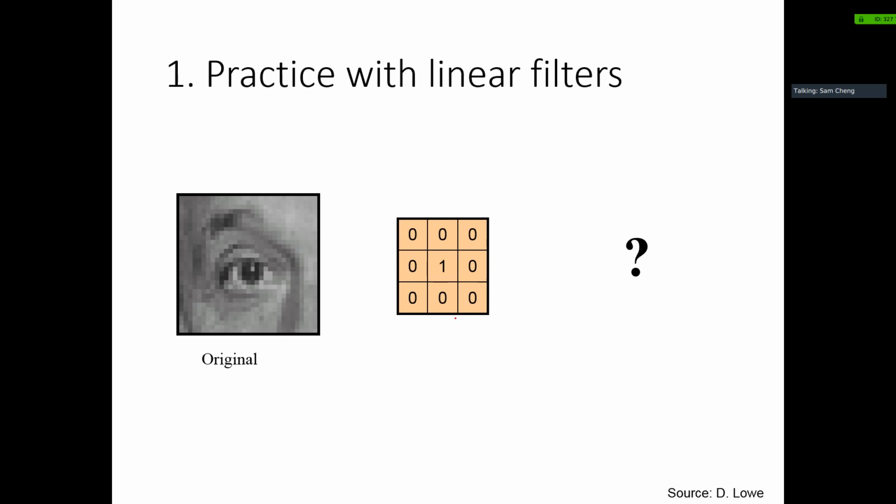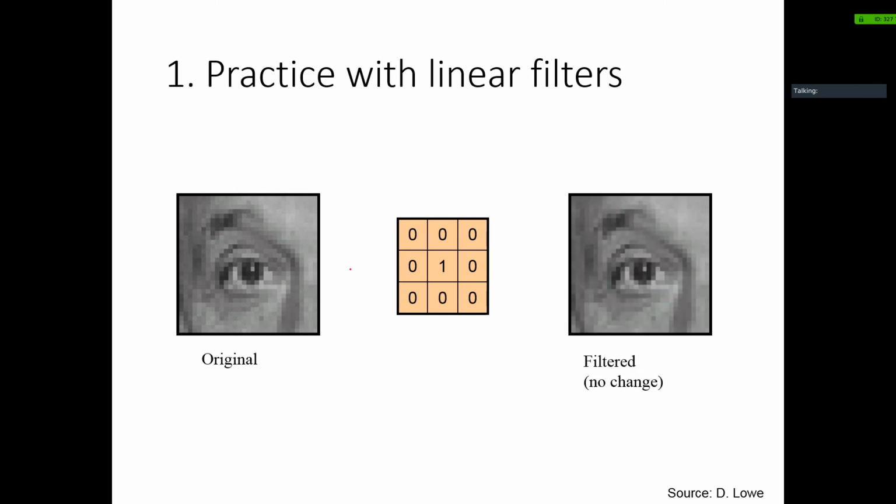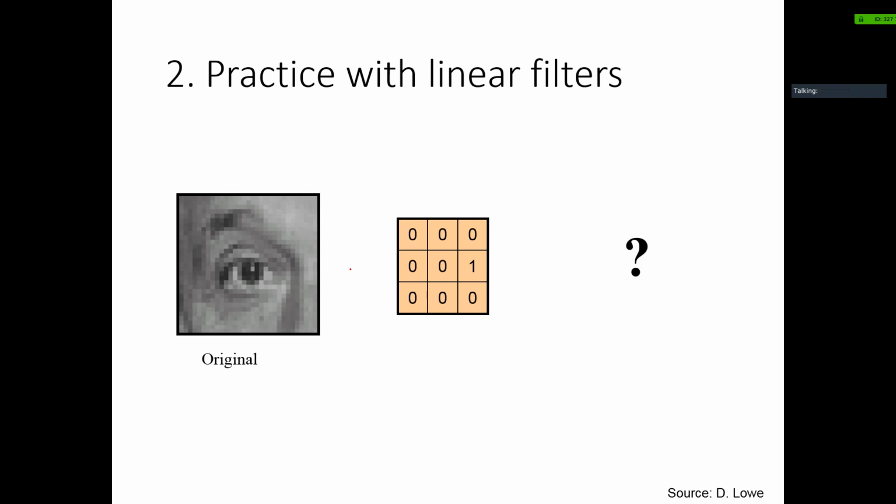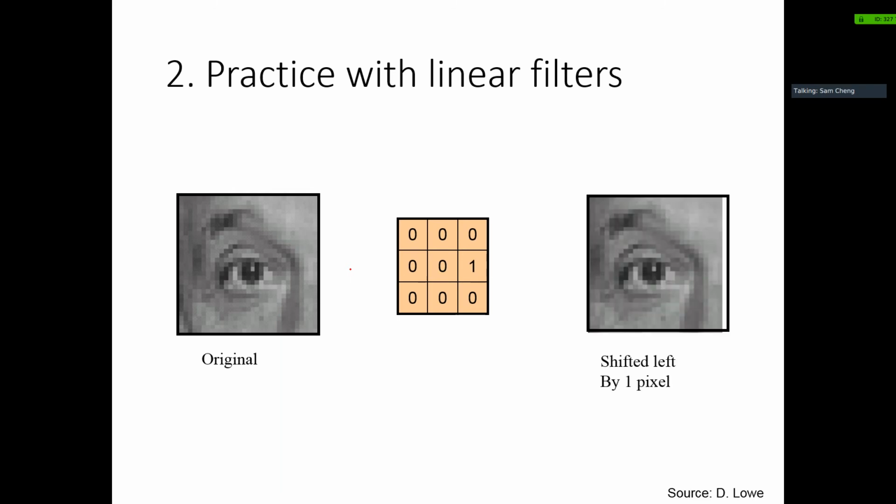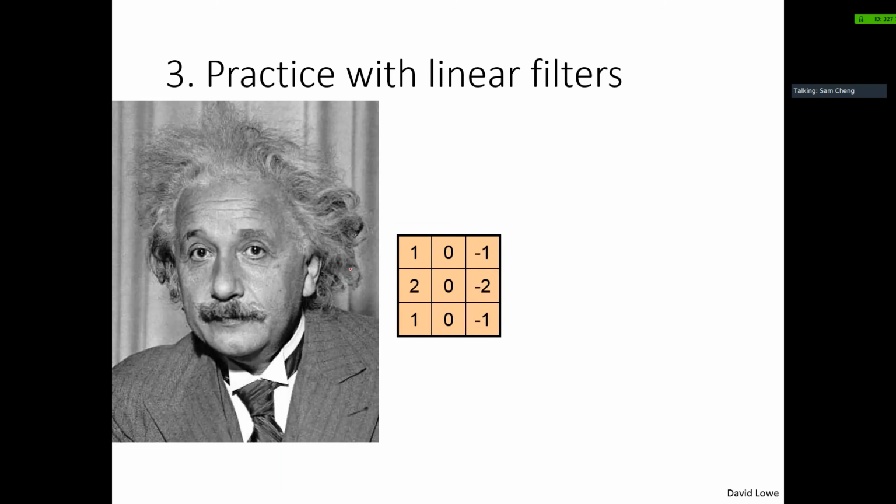Still divided by 9? No, that's not divided. There's no change. Yeah, that's definitely no change, right? So how about this? Yes, it just shifts by 1 pixel. And how about this? All the places shifted like that, and then wrap around?